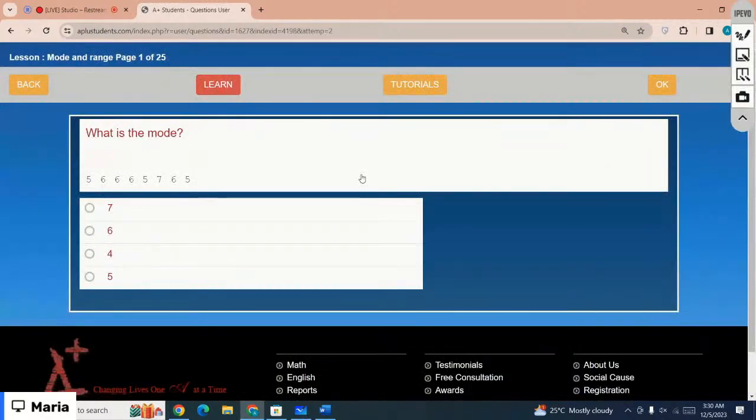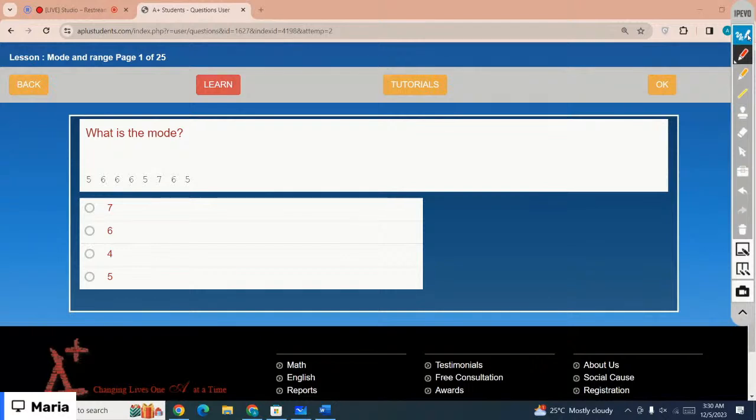Okay, the mod. You are given the data, you have to calculate the mod. Let me explain what is mod. Whenever we have to calculate the mod of the data, meaning the given numbers, like here the numbers given are 5666 5765, you need to see which number appears most of the time in the data. The number that appears the most of the time in the data is the mod.